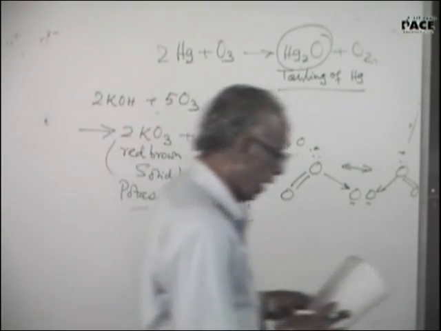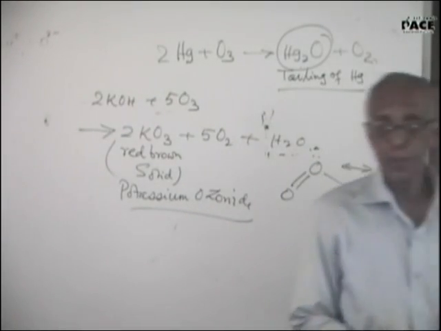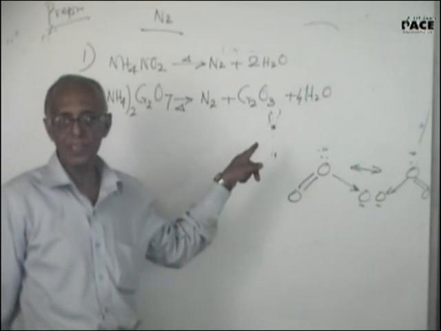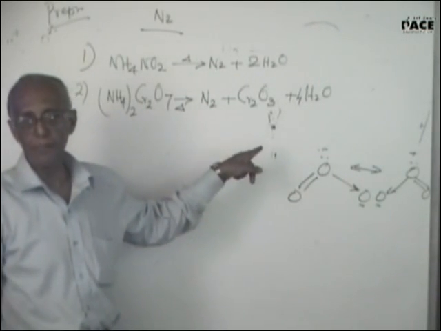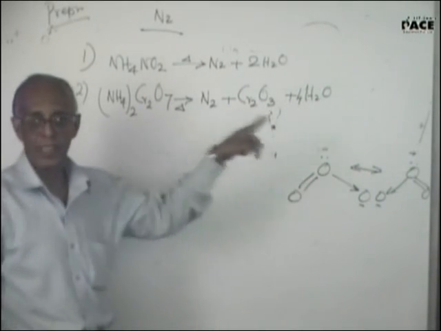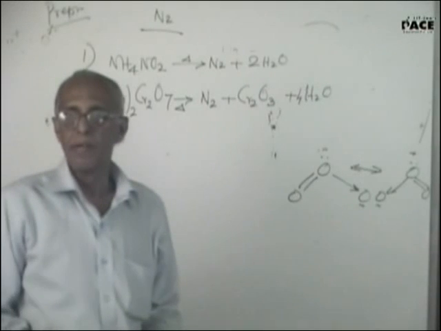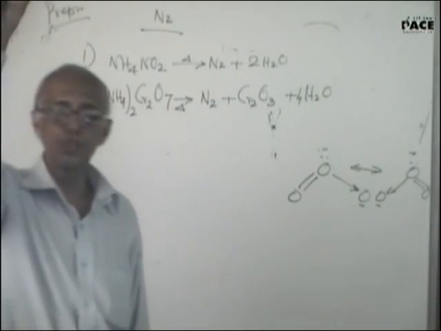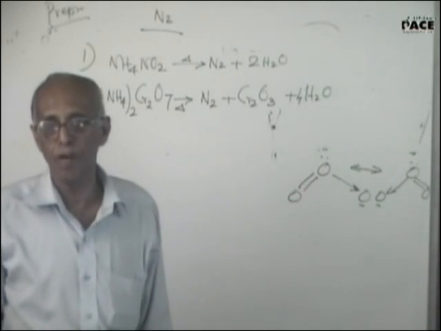Now we go to nitrogen. You remember this is the reaction which I told you last night, the green volcano reaction: ammonium dichromate on heating gives nitrogen, chromic oxide and water. Chromic oxide is thrown in air, that is called the green volcano reaction.